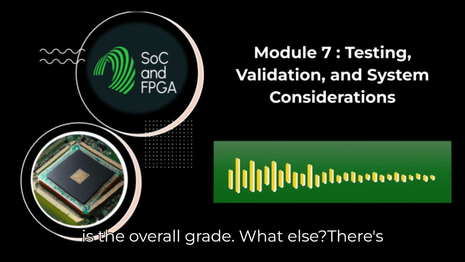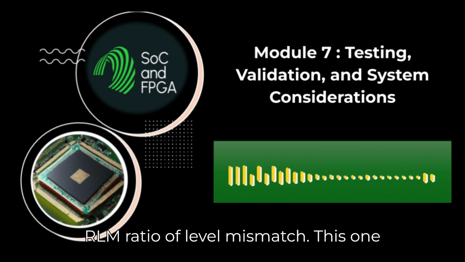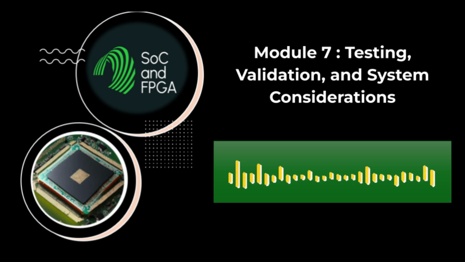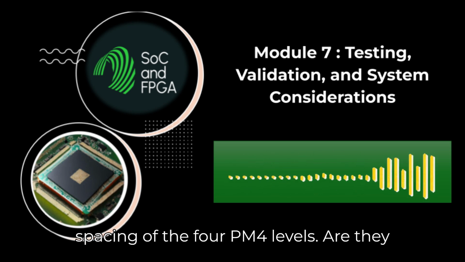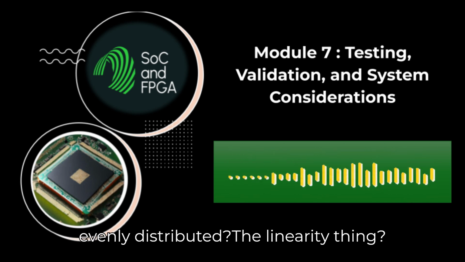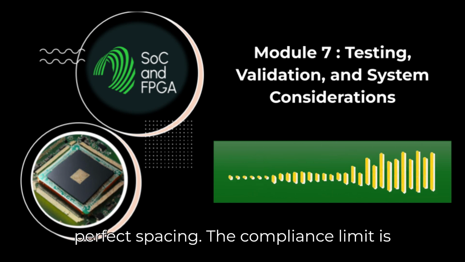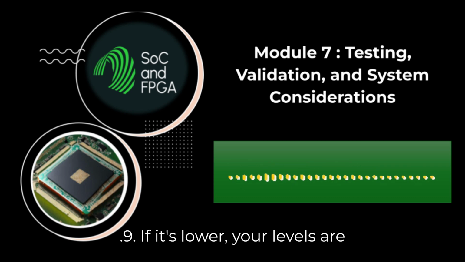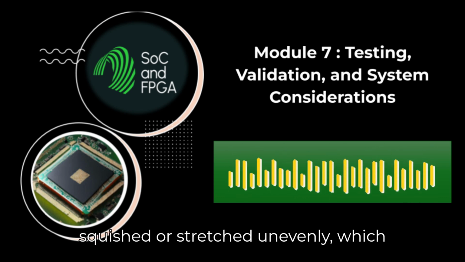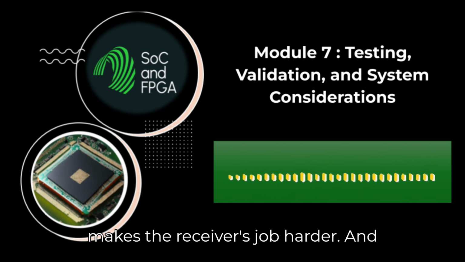Okay, SNDR is the overall grade. What else? There's RLM, ratio of level mismatch. This one specifically looks at that vertical spacing of the 4 PAM4 levels. Are they evenly distributed? The linearity thing. Exactly. An ideal RLM is 1, meaning perfect spacing. Its compliance limit is 0.9. If it's lower, your levels are squished or stretched unevenly, which makes the receiver's job harder.